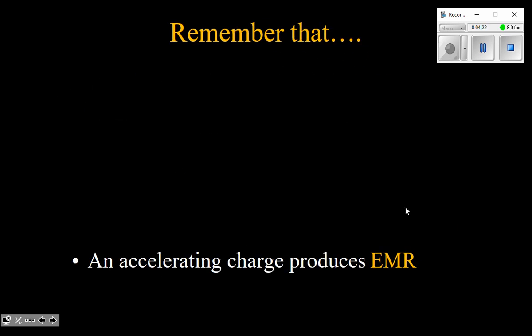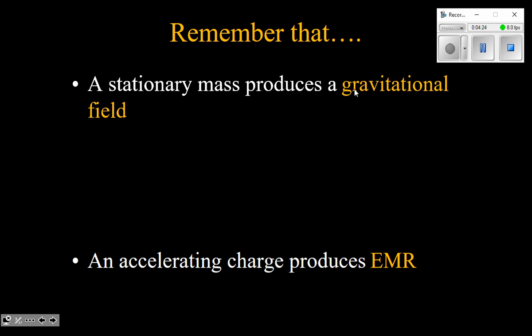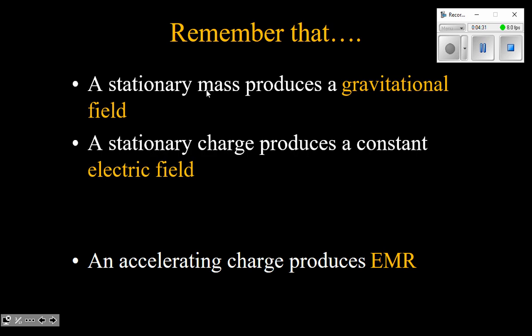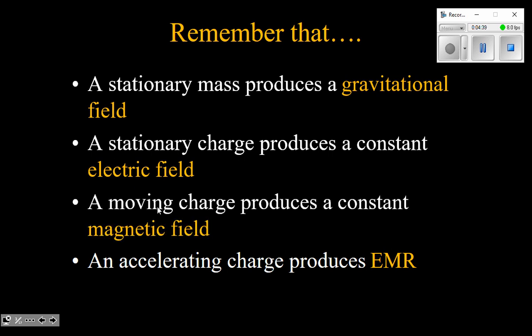Remember that gravitational fields are produced by stationary masses. And we looked this year at stationary charges producing a constant electric field. But it was a charge moving at a constant speed that produces a constant magnetic field. But all EMR, all light there is, whether it's visible or invisible, is always caused by an accelerating charge.